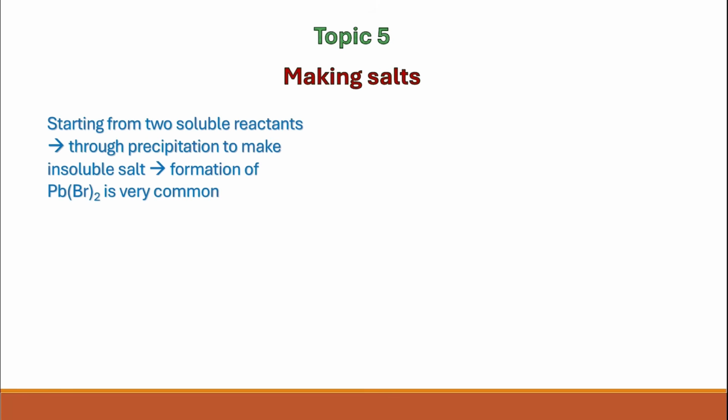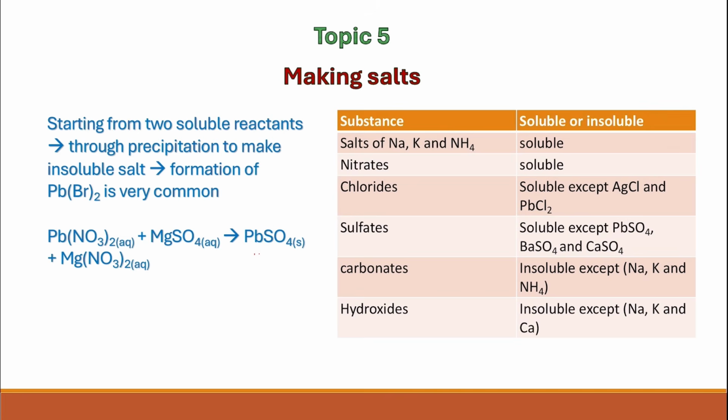Making salt, again, this is quite common in paper 2. It's only when you start from two soluble reactants, through precipitation, to make an insoluble salt. Formation of lead bromide is one of the most common ones that come in the exam. This is another one for lead sulfate. So remember the table for the substances and the soluble and insoluble salts.